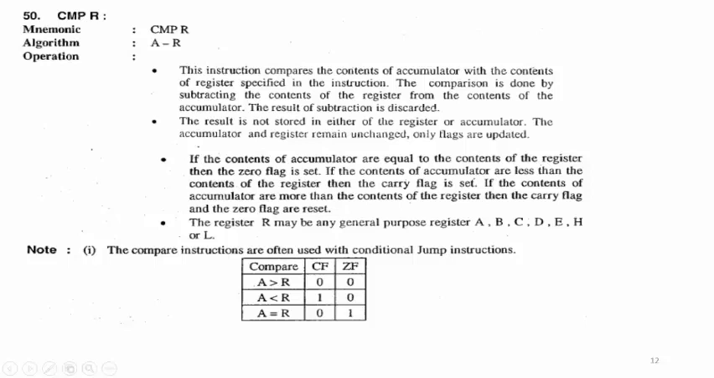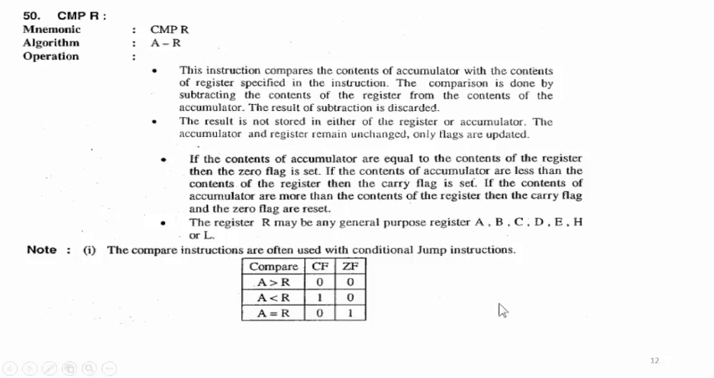If the accumulator content is smaller than the data available in the register, at that time you will get carry flag set and zero flag reset. If the accumulator content and the specified register data are the same, at that time we get carry flag 0 and zero flag 1. Why do we get zero flag 1?